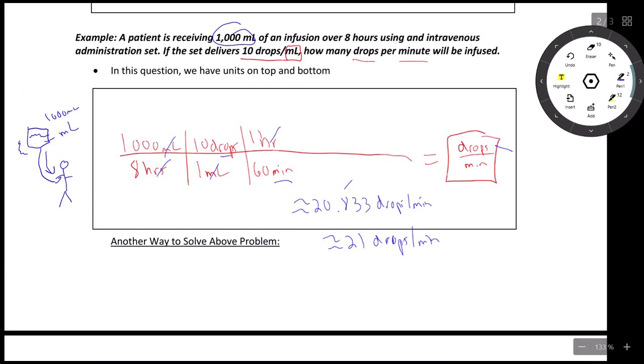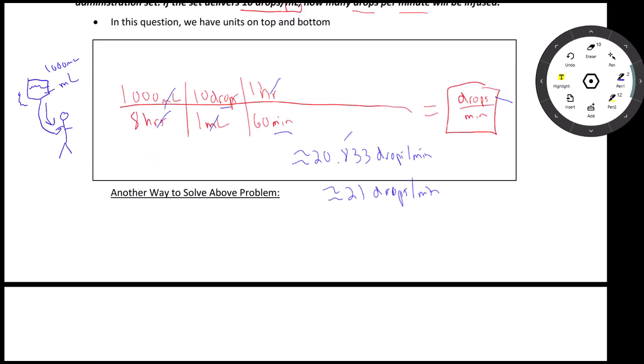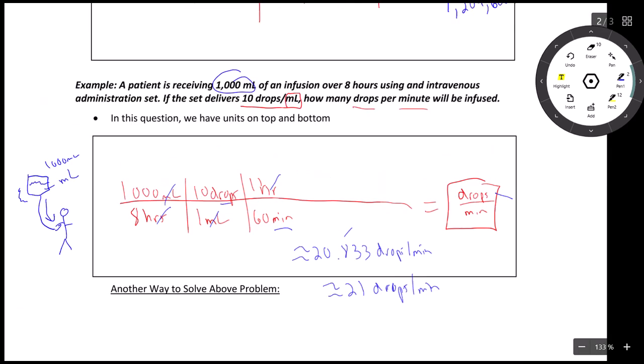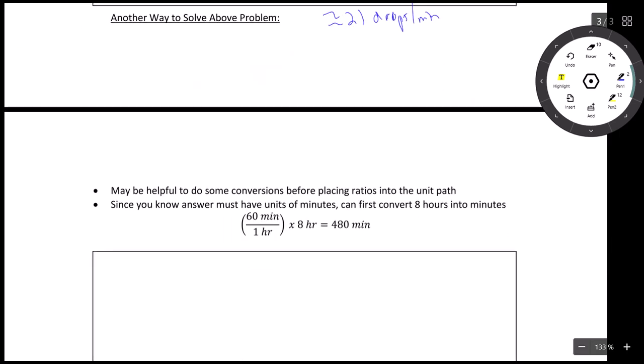So here, this says how many drops per minute, right? And you know that this is over an 8-hour period. So you know you have 8 hours and you know eventually you want to have minutes. You can convert those 8 hours into minutes right away. So you can say, okay, 60 minutes is in 1 hour. How many minutes are there going to be in 8 hours? And you get 480 minutes.